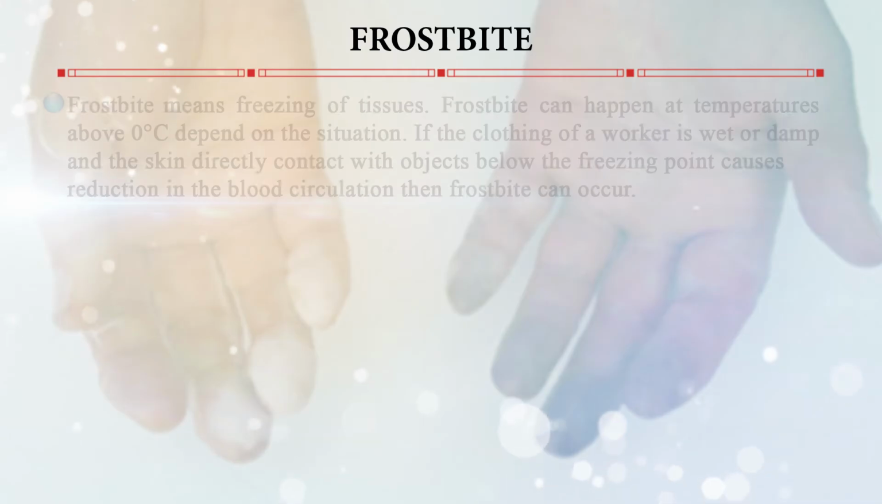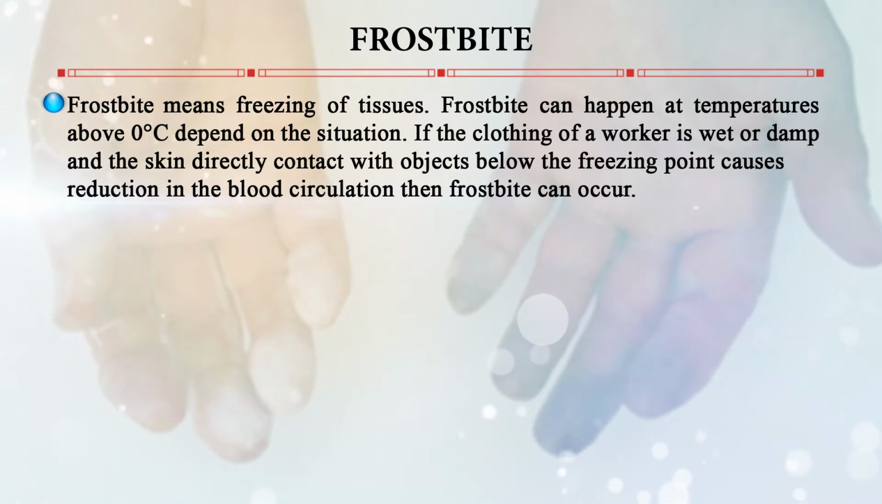So there are two types of health problems that arise in cold weather work. One is frostbite and the second one is hypothermia. First we will look into frostbite. What does it mean? Frostbite is a freezing of tissues. It can happen at temperatures above 0 degrees centigrade depending on the situation. If the clothing of a worker is wet or damp and the skin directly contacts objects below the freezing point, the reduction in blood circulation can cause frostbite.